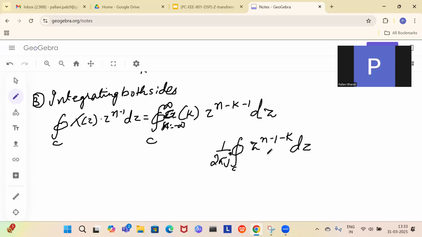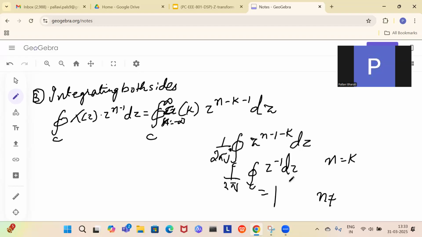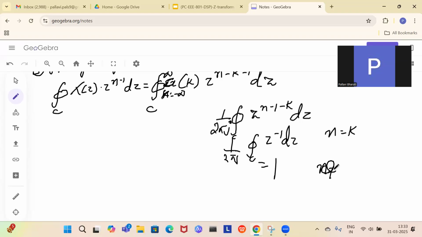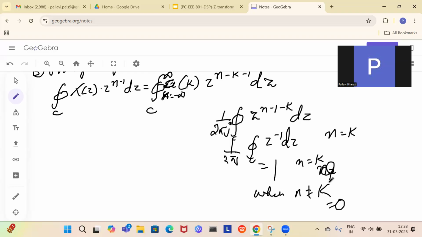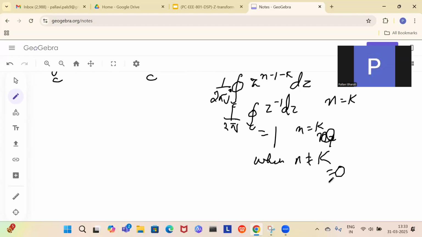At n equal to k, this becomes z to the power minus 1 dz, times 1 by 2 pi j, and that will be equal to 1. So this is 1 when n is equal to k. And when n is not equal to k, the value is equal to 0. So using the same thing, I will rewrite it over here.